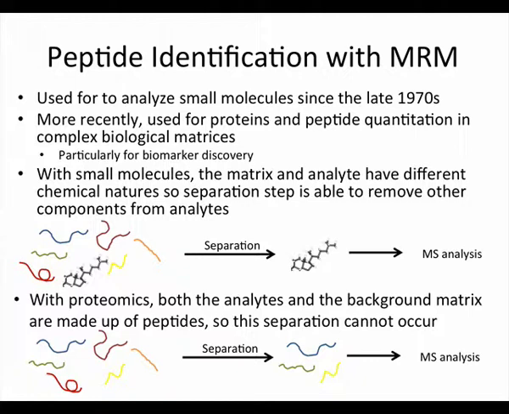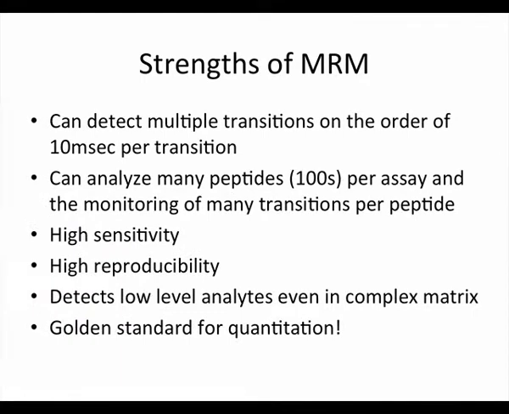So this was originally used to analyze small molecules. It's just recently that people have used it in proteomics, and particularly for biomarker discovery. With small molecules, the matrix that they were using and the actual small molecule were really different from each other. So separating out the small molecule from the matrix was really easy, and they didn't have to worry about getting any interference from the matrix in their analysis. But now with proteomics, both the proteins of interest and the matrix that they're in are really similar. So we do have to worry a bit more about separating those two out. And I think this gets at the question that you brought up before. We're going to go into a whole lot of detail about that.